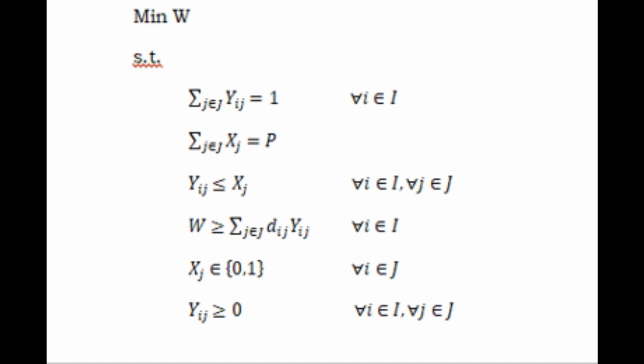The second constraint limits the number of facilities we can locate. The third constraint ensures that a demand node can only be covered by a location if a facility is located at that location. The fourth constraint forces W to equal the maximum distance, and the final two constraints are for integrality and non-negativity. Let's go through an example problem.